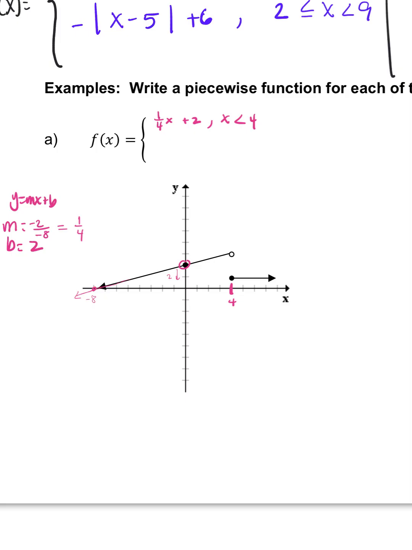The next one is a constant going forever in one direction. If I go draw it this way, it's going to cross at y equals 1. So this is a 1. And it starts here at 4, and it's closed. So x is greater than or equal to 4. And that's right there.